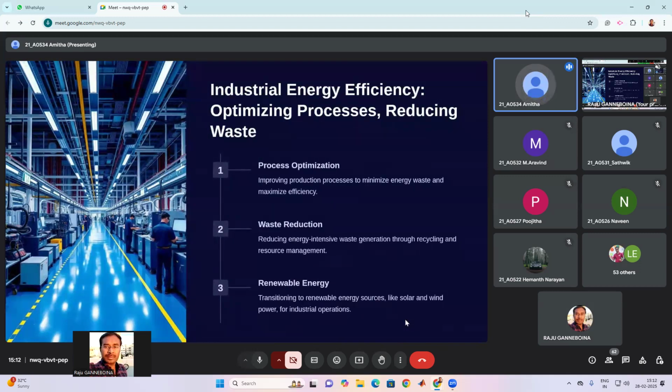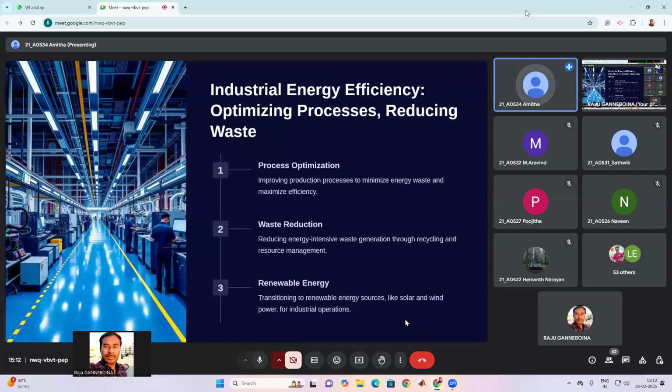Here we upgrade the machinery or workflows, which significantly increases the efficiency while maintaining the same productivity. Next, waste reduction. Manufacturing and industrial processes often generate energy intensive waste. By implementing recycling of this waste and resource management, we can efficiently reduce the waste from the industries.